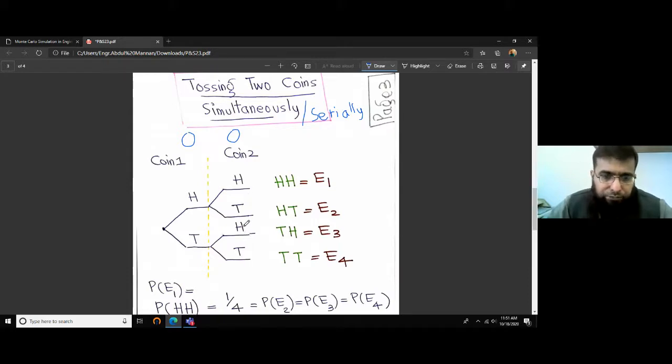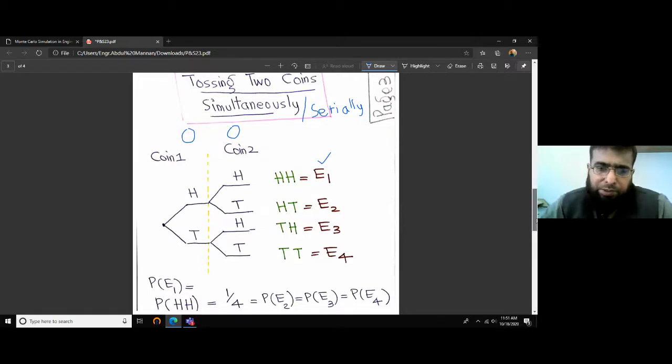So we have four different options: head on first, head on second; head on first, tail on second; tail on first, head on second; tail on first, tail on second. So HH, HT, TH, TT. Let's assign them numbers. We assign them the names of events E1 to E4. We use the letter E for simple events. In our last lecture, we used it for simple events. So we have four simple events here.